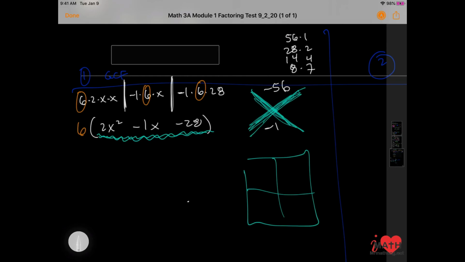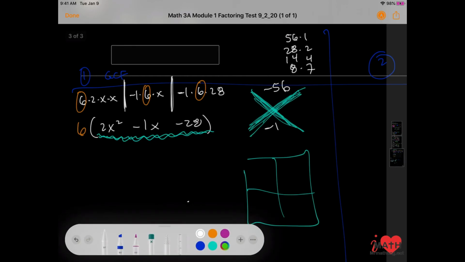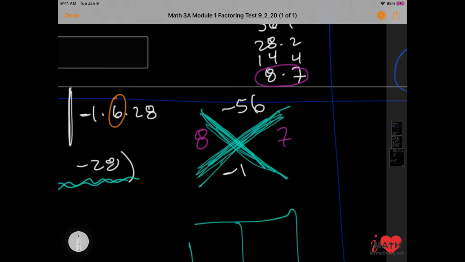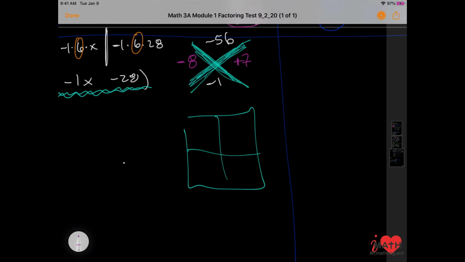Okay, which of those would give us a combination of both positive and negatives to be -1? That's going to be this choice right here. So 8 and 7. And I want a -1. So that means the negative has to be bigger. The bigger number has to be negative. So -8 times 7 gives me -56. And -8 plus 7, if you want, you can write a plus if that helps you, equals -1. So let's write those two numbers, bottom left and top right.